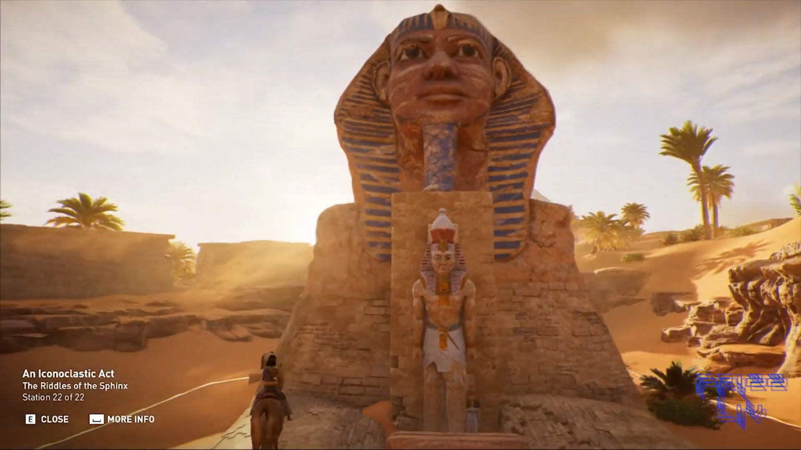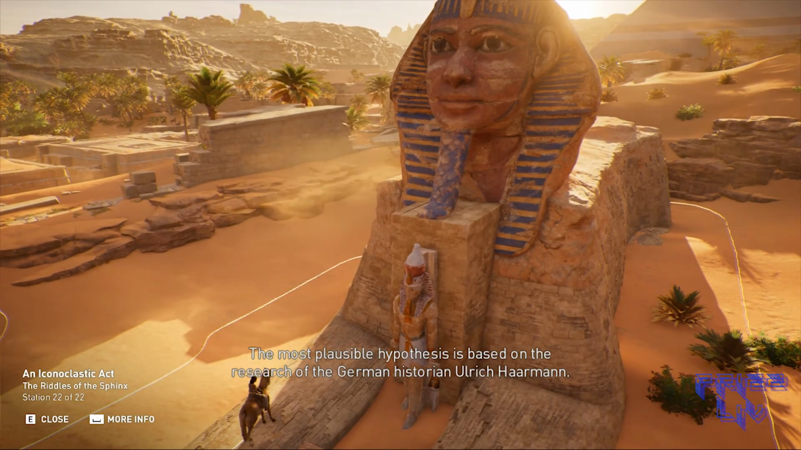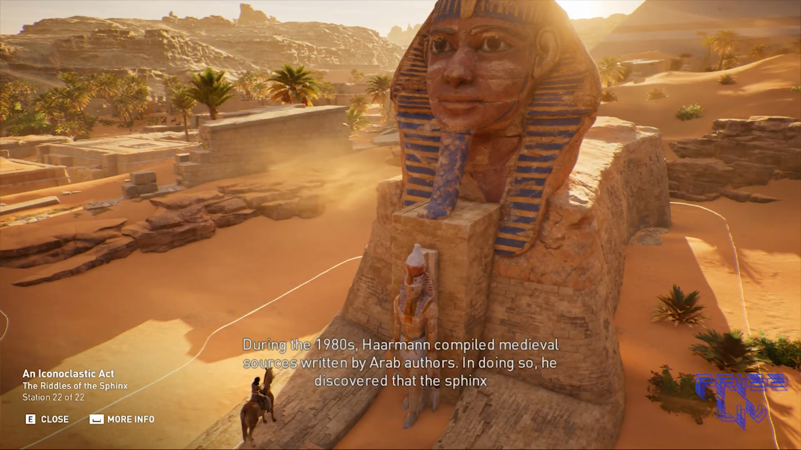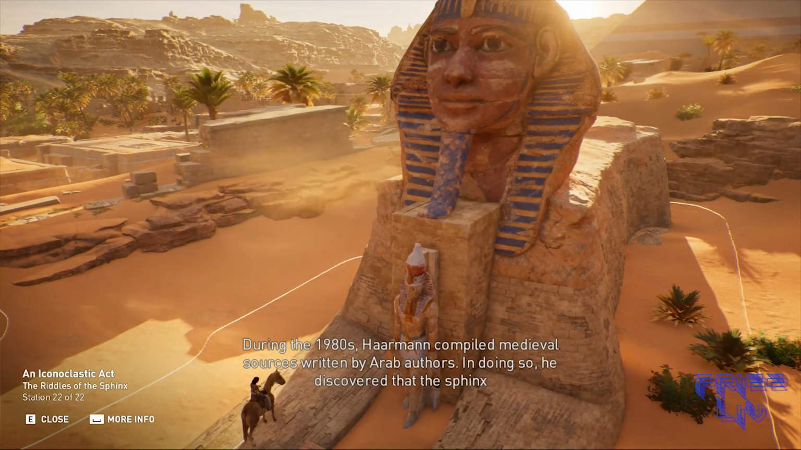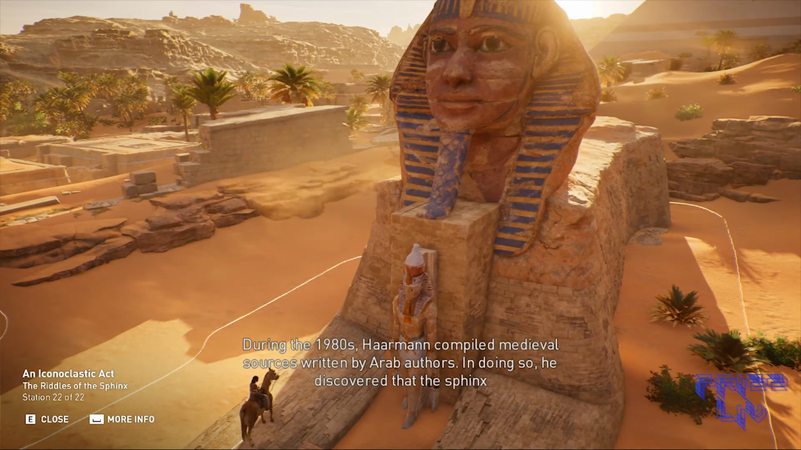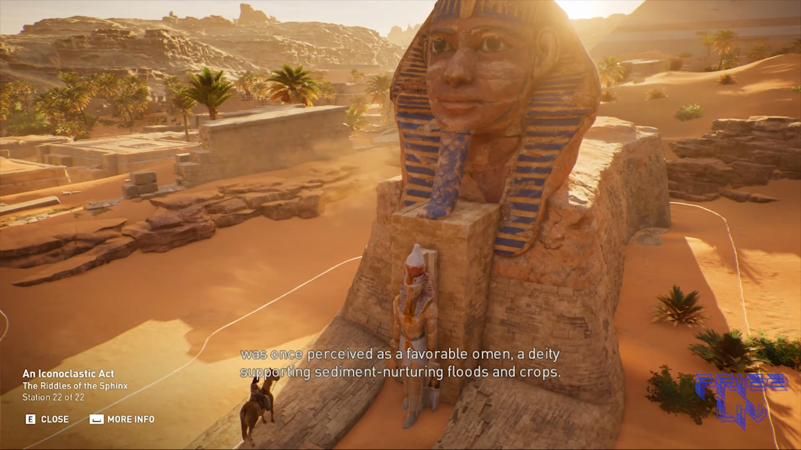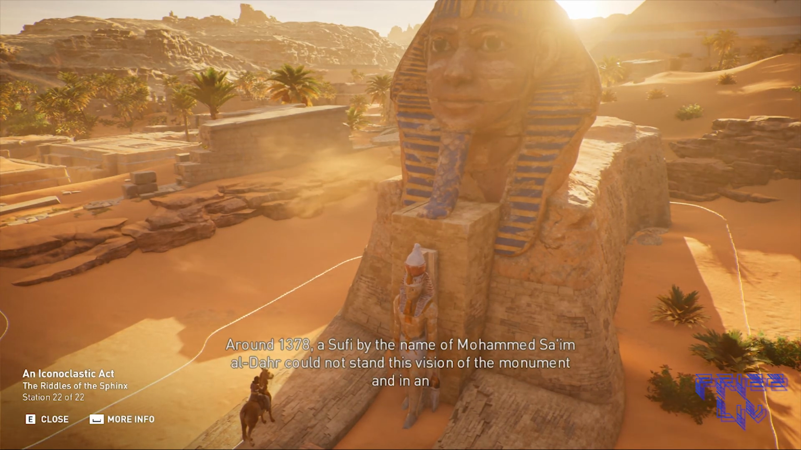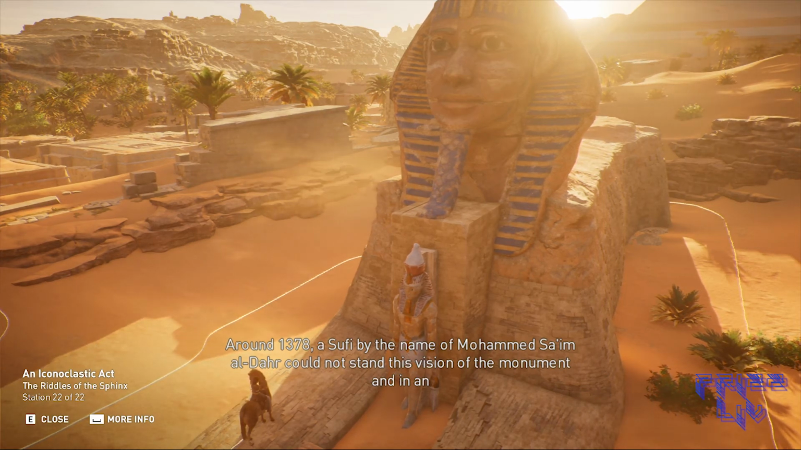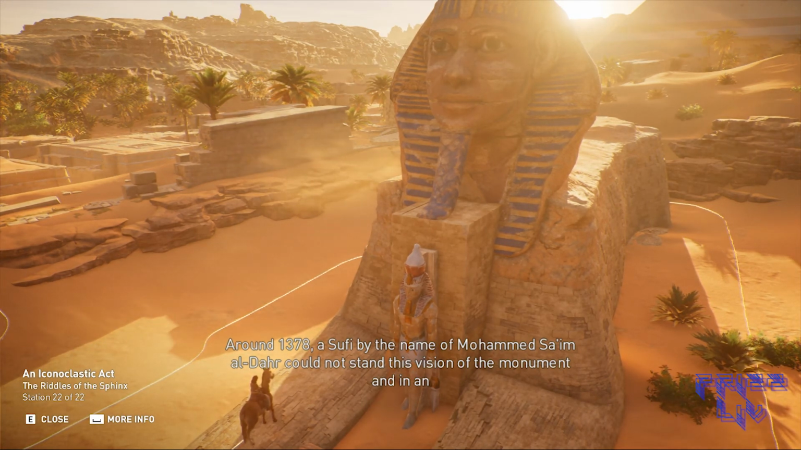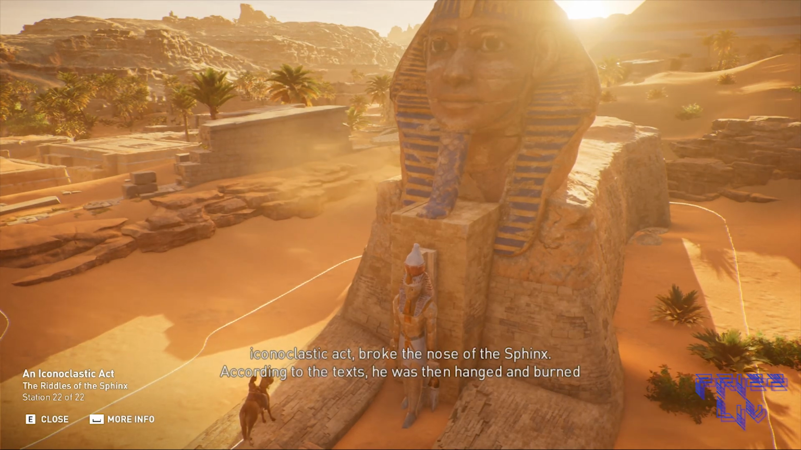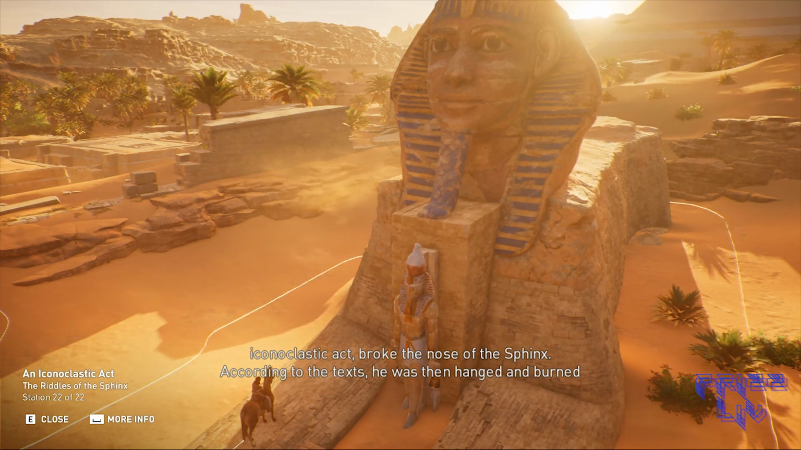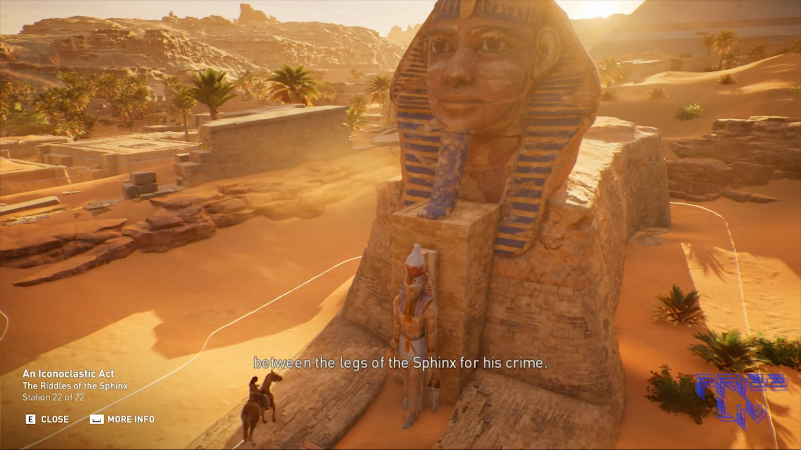The most plausible hypothesis is based on the research of the German historian Ulrich Harman. During the 1980s, Harman compiled medieval sources written by Arab authors. In doing so, he discovered that the Sphinx was once perceived as a favorable omen, a deity supporting sediment-nurturing floods and crops. Around 1378, a Sufi by the name of Muhammad Sa'im al-Dar could not stand this vision of the monument, and in an iconoclastic act broke the nose of the Sphinx. According to the texts, he was then hanged and burned between the legs of the Sphinx for his crime.